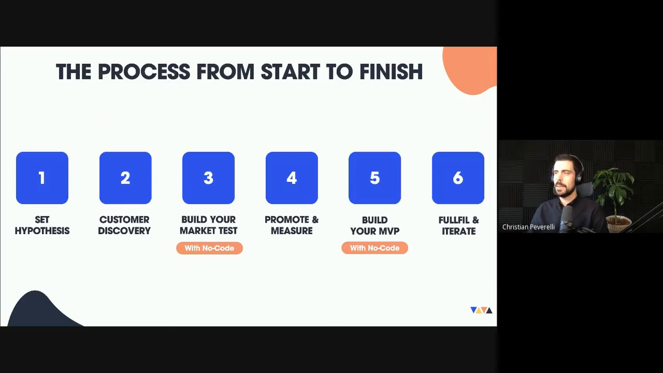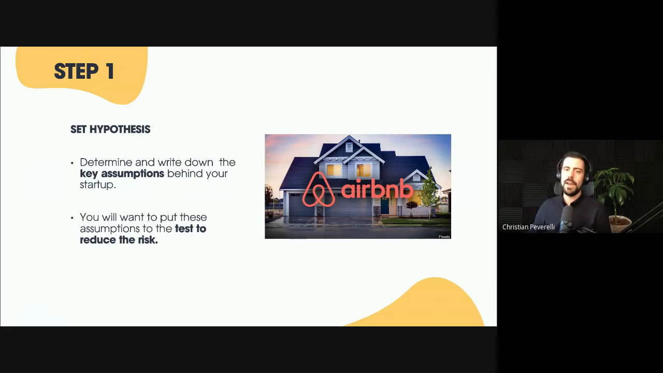Let's break these down step by step. The first one is setting the hypothesis. This is really around the fact that there are high-risk hypotheses around every startup. In the case of Airbnb, some of the high-risk hypotheses were, for example, would a host be willing to rent their house out to a stranger? Obviously, if that hypothesis was proven correct, and we know that it was, that's great. If that did not work, Airbnb would have had to completely pivot the nature of their business.